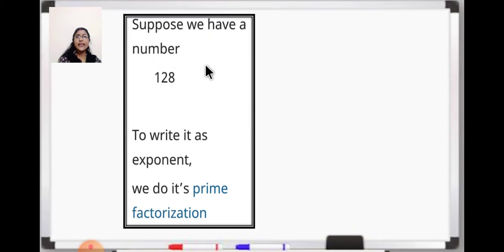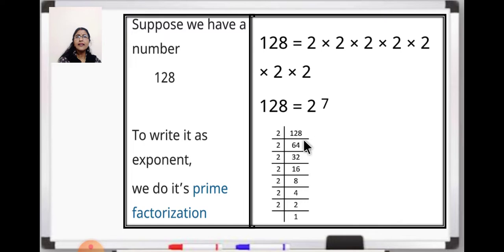Now suppose we have a number 128. To write it as an exponent, we do its prime factorization. Children, you know how to find the prime factors. So we are going to find the prime factors of 128. Let us see here how to do it. You can see here the prime factorization is done. 2 into 64 is 128. Then again 2 into 32. This is the way we have learned this before. Then 2 into 16 is 32, 2 8s are 16, 2 4s are 8, 2 2s are 4, and then 2 1s are 2.